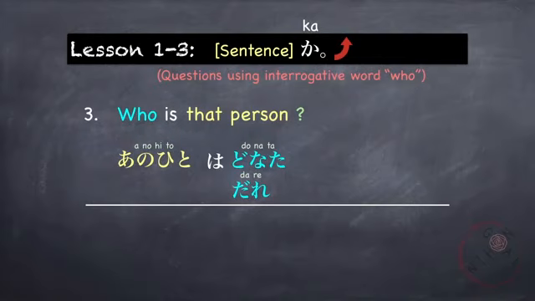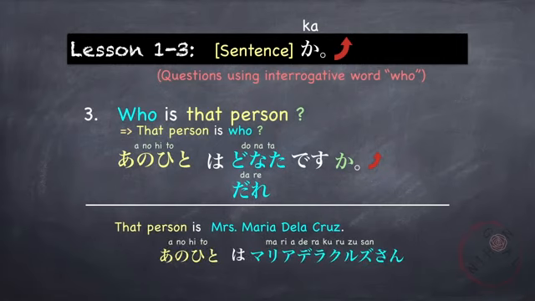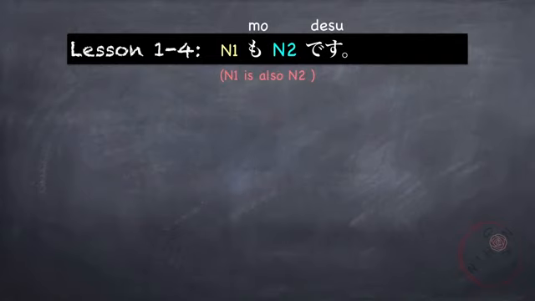Ano hito wa donata desu ka? Who is that person? If we translate the sentence back into English, it literally goes like, that person is who? あの人はどなたですか? So for example, the answer is, that person is Mrs. De La Cruz. あの人はマリア・デラクルスさんです. Okay, moving on.